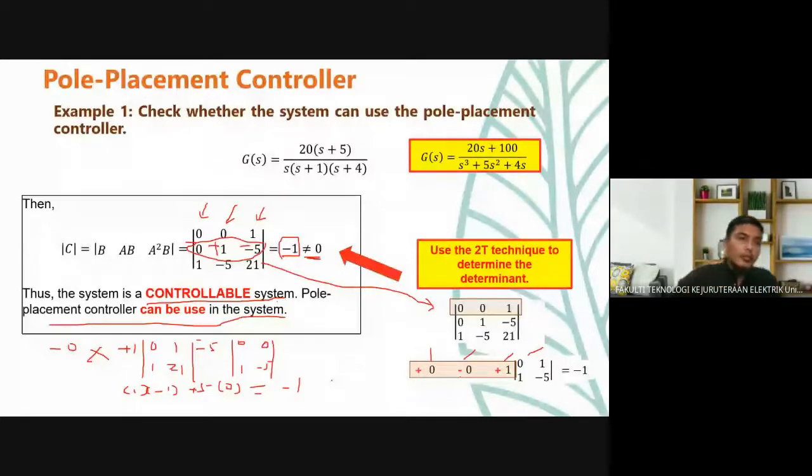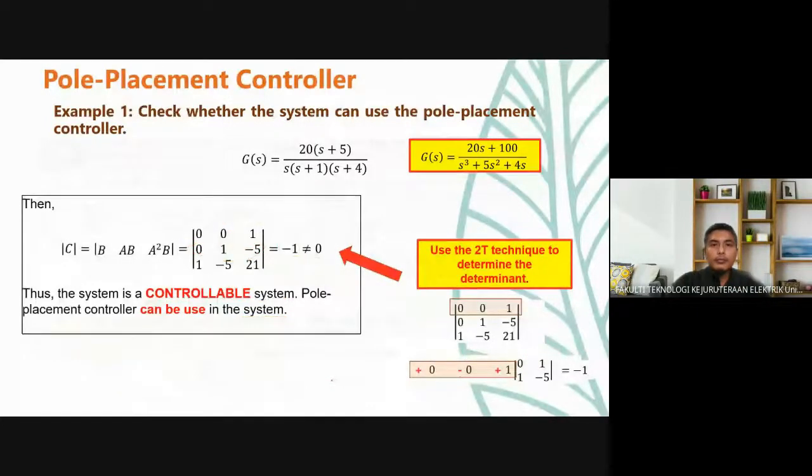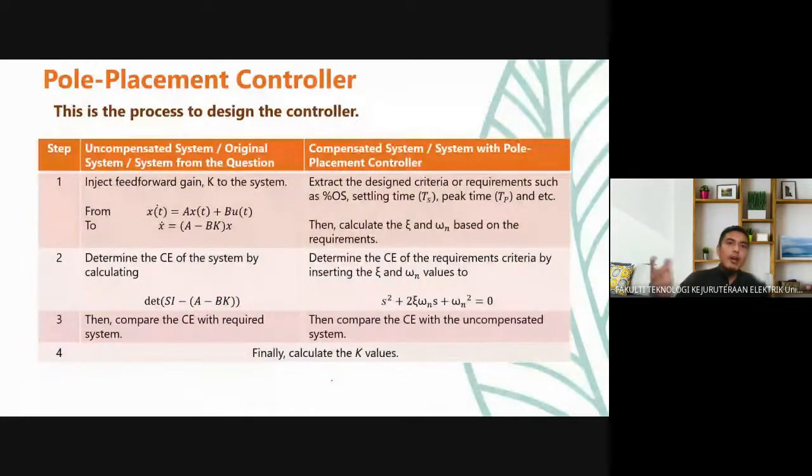Okay, next. Now we already know that the transfer function can fulfill the requirements. The transfer function has been converted to the phase variable form, and the second condition, the system is controllable. Next, the final part, we can design the pole placement controller.